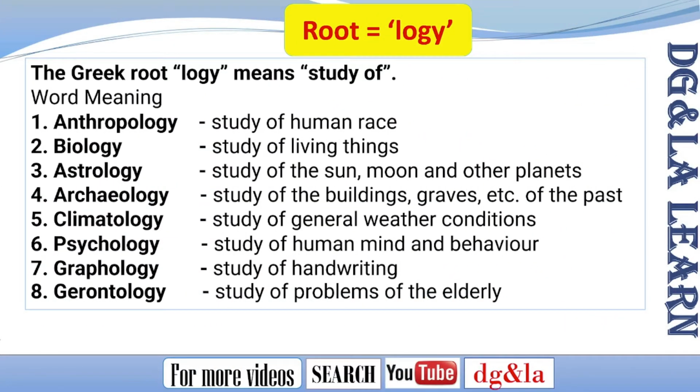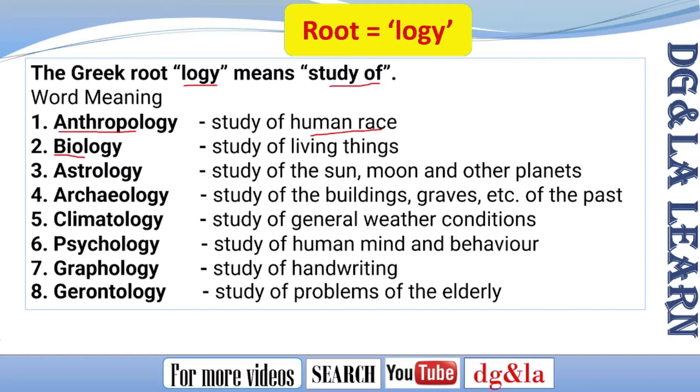The coming root is logy, which means, as I discussed earlier, study of. For the study of anything, the word ends with logy, or more commonly ology. Here are some examples. We commonly see anthropology, study of the human race, because anthropos is mankind. The next one is biology. Bio means life. Study of living things is called biology.